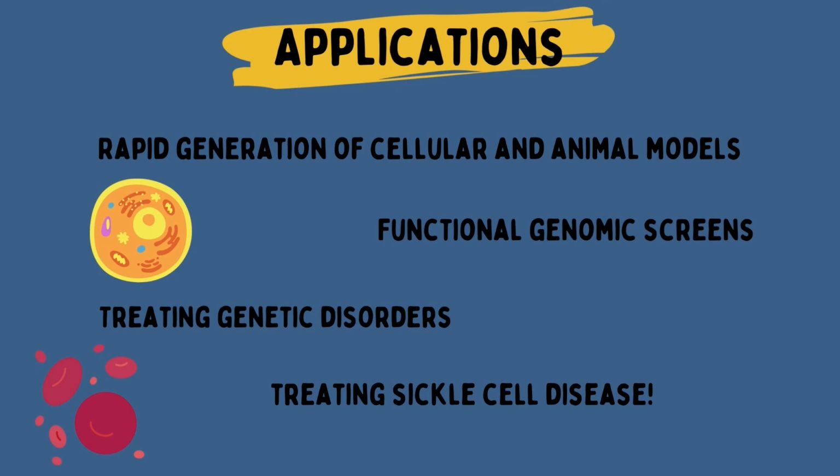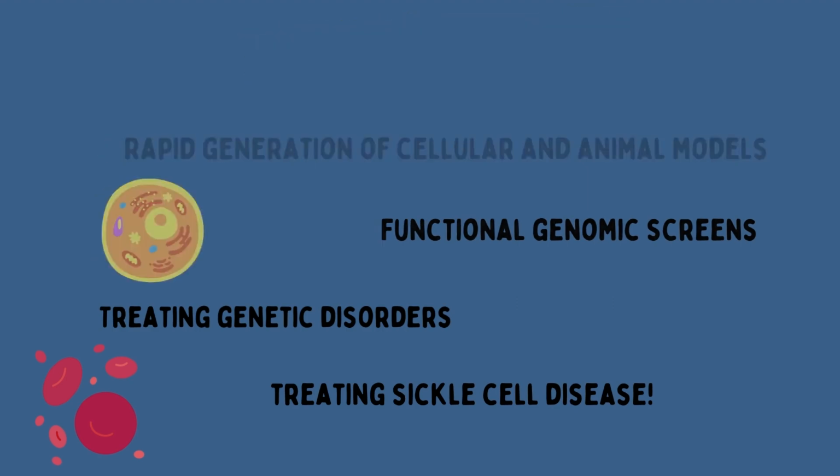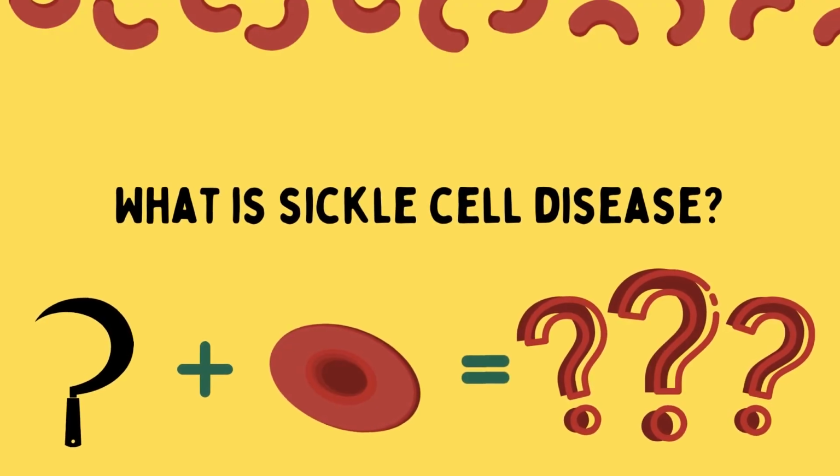Some of these applications include rapid generation of cellular and animal models, functional genomic screens, and treating genetic disorders. The application of treating genetic diseases has provided huge advancements in treating human genetic disorders such as HIV, cystic fibrosis, Wolfram syndrome, and sickle cell disease. While all of these applications are significant, we're going to focus on the CRISPR-Cas9 system as a treatment for sickle cell disease to showcase the significance of the system.